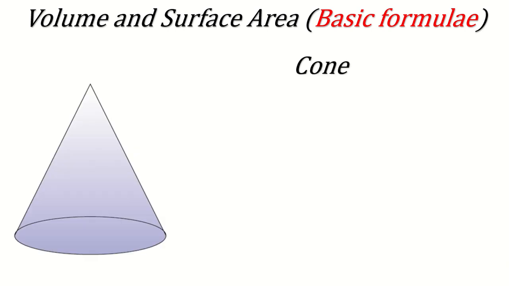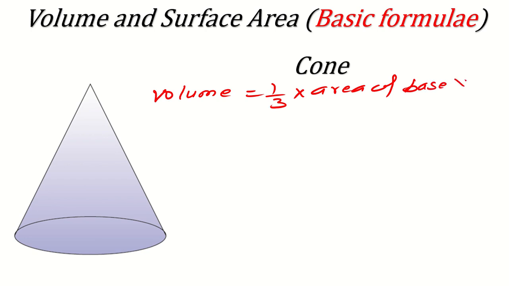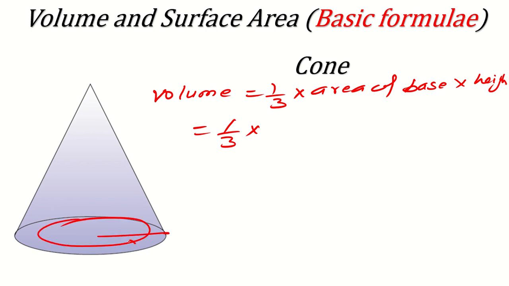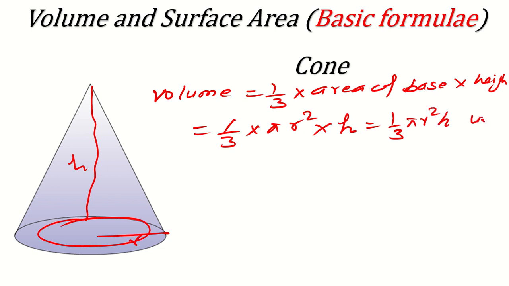Now next is cone. You see cone is also called pyramid. Okay, so what is the volume of the cone? Volume of cone or pyramid is 1 over 3 times area of base multiplied by height. Base is a circle with radius r and its height is h. So it is pi r square multiplied by height h. So the formula is 1 over 3 pi r square h unit cube.